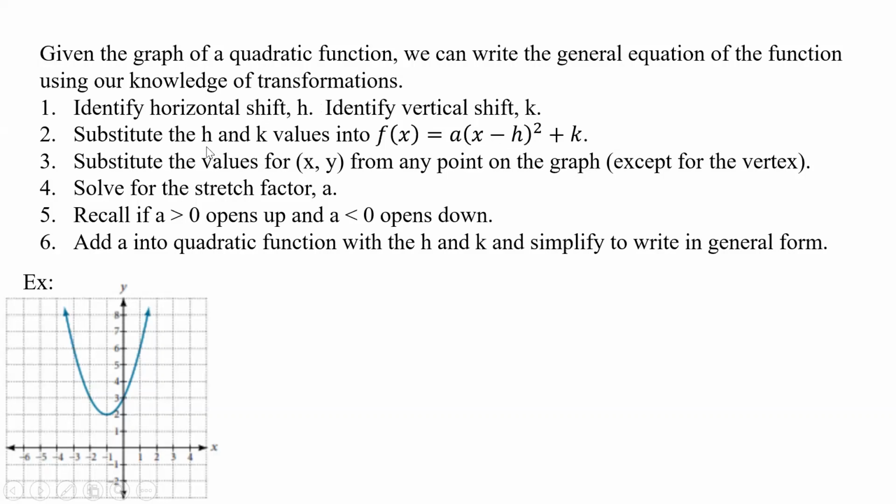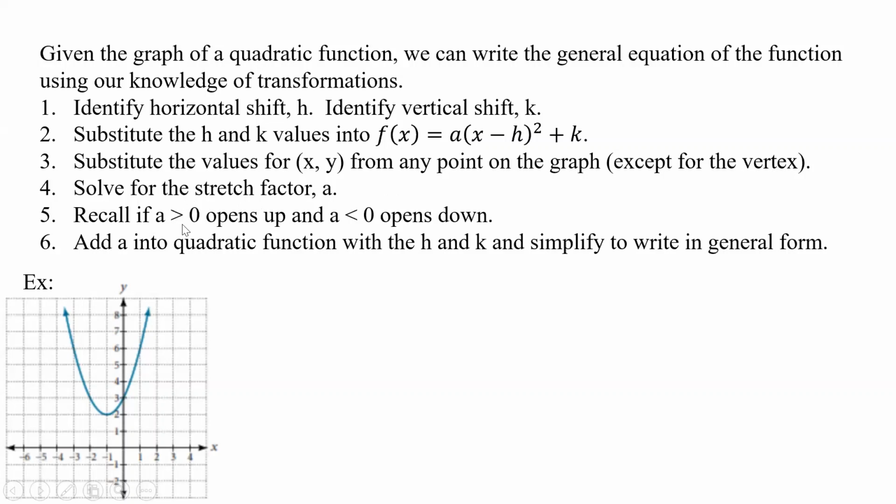Now what we're going to do is substitute a value for x and y for any point on the graph except for the vertex. So maybe you choose the y-intercept, or one of the x-intercepts, something that's easy to find on the graph, and you plug that into this equation. The f of x will be your y, and your x is whatever it is on the graph. Then we're going to solve for a. So we'll have our y, x, h, and k. All we have to do is solve for a. Once we have that, we can plug it back in.